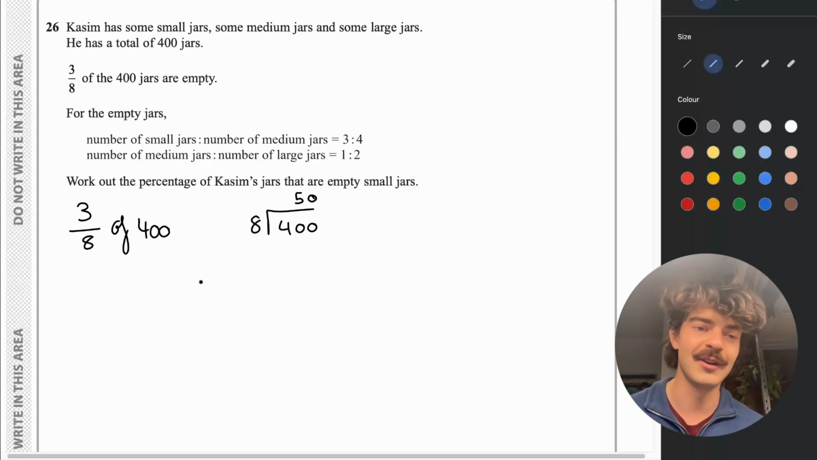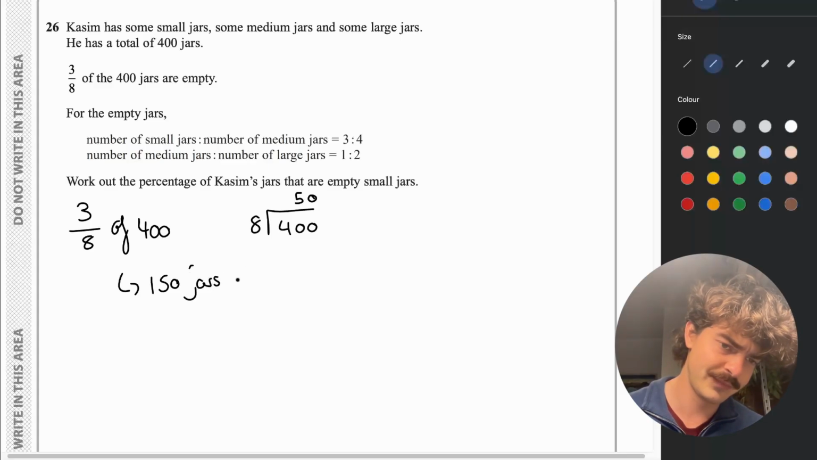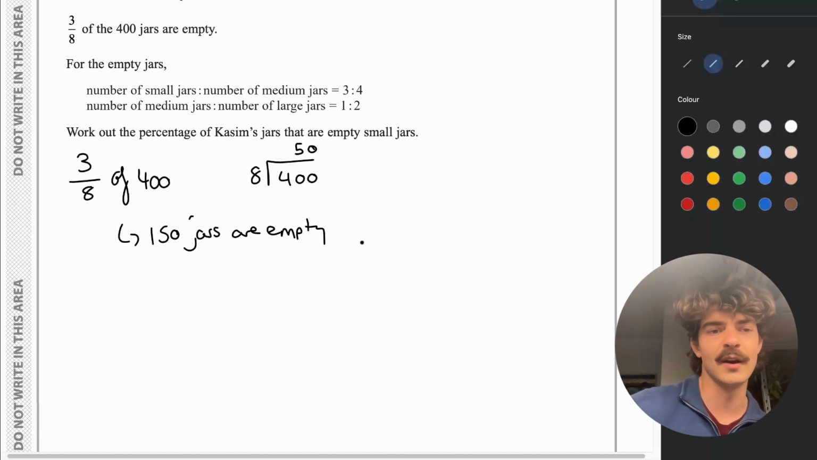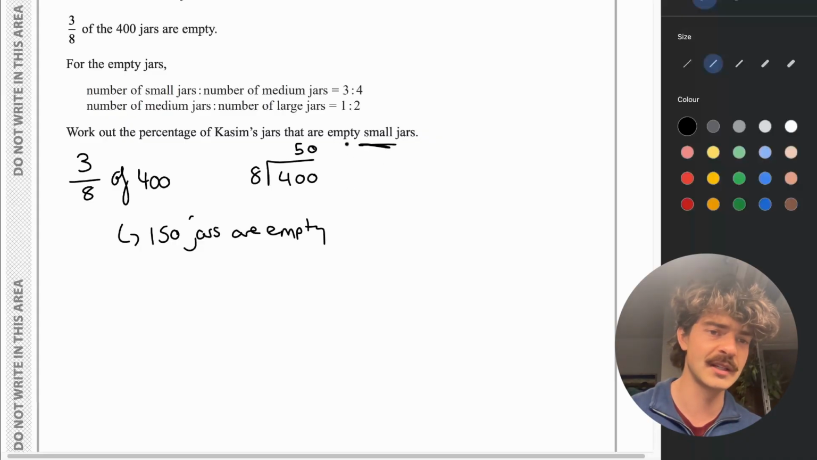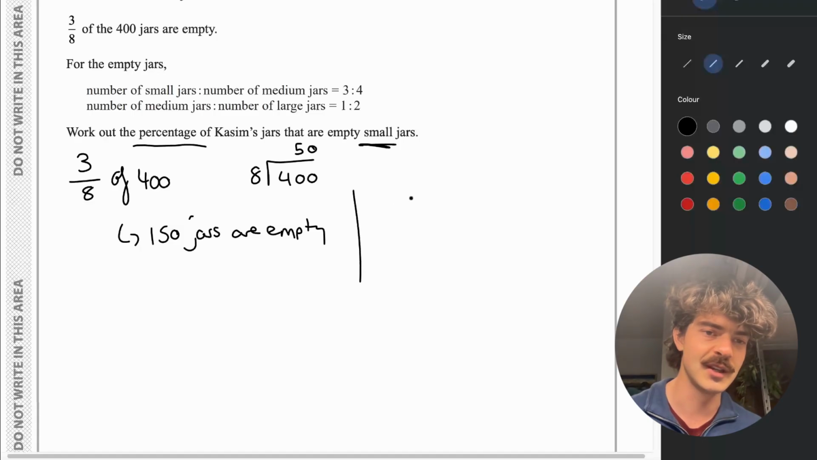We want 3/8. So we know that 150 jars are empty. Now, for the empty jars, the number of small jars to the number of medium jars is 3 to 4. And the number of medium jars to large jars is 1 for every 2. So we actually want to figure out, well, how many are going to be small jars? That's our objective. And actually we want a percentage as well.